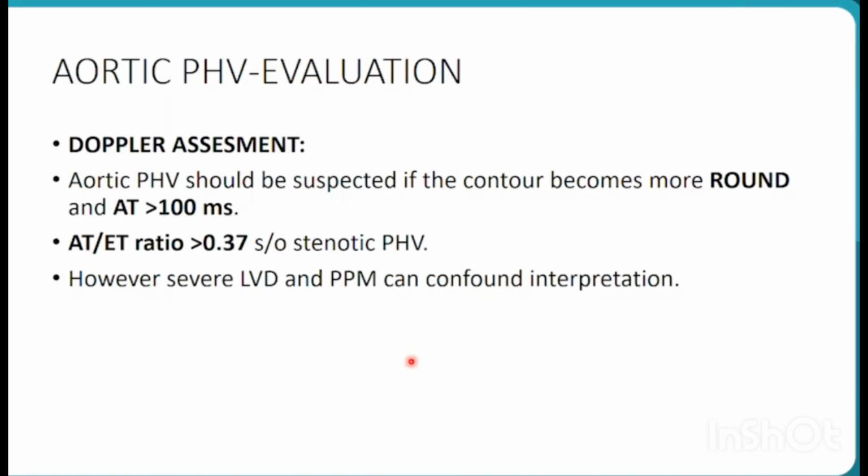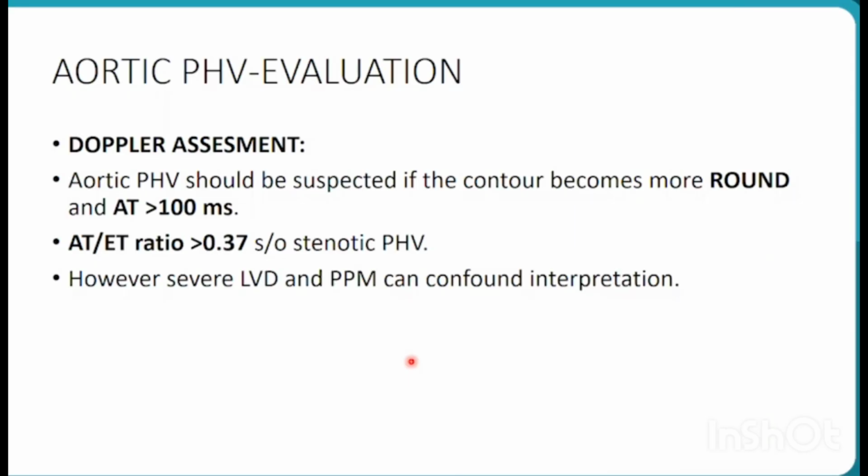If the acceleration time is more than 100 millisecond, or the shape of the Doppler is rounded, or the AT by ET ratio, that is acceleration time to ejection time, is more than 0.37, all this points out that the contour is tongue shaped and not triangular shape. So we'll see the echo image in the upcoming slide. But having stated all of this, even this cannot be used as standalone criteria for confirming that the patient has got a PHVT or a prosthetic heart valve stenosis.